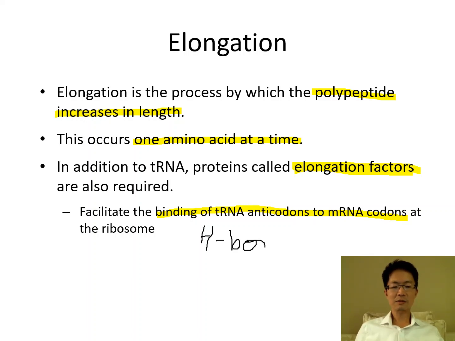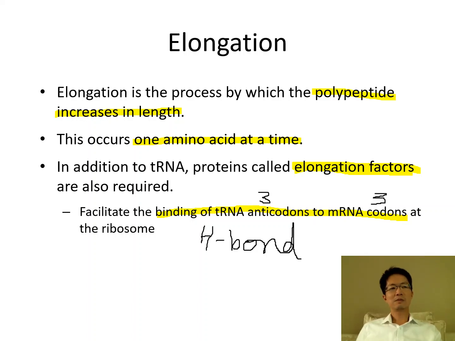Remember the DNA double helix? I told you that the bond in between the bases that hold the two strands parallel, those are the hydrogen bond. And then in here, why do we need elongation factor? Because we only have 3 bases on the anticodon and 3 bases in the codon. So they only have a limited number of what we call the hydrogen bond.